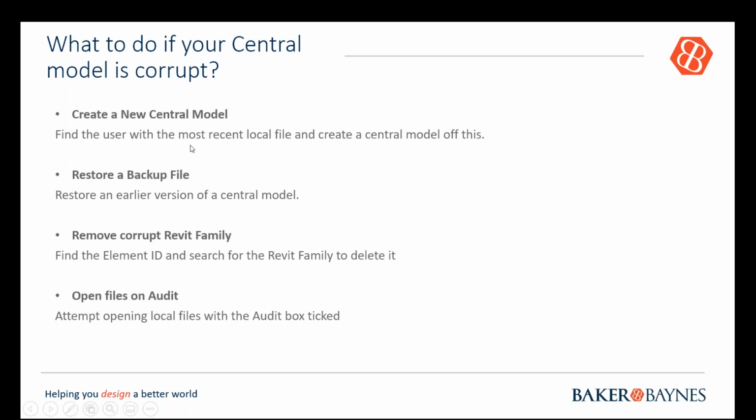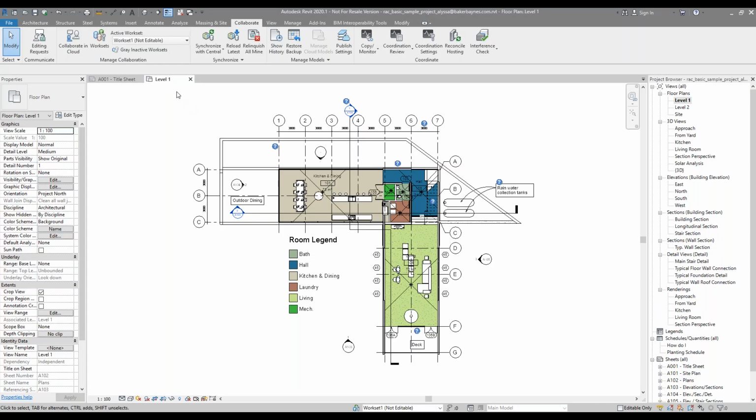So I'm just going to quickly jump to my model, and I'm going to show you a couple of those items. Okay, so obviously creating a new central model is as is; you should know how to do that. The restoring of backup: if you can't create a central model off of somebody's local model, the next best bet is to restore backup. So under the Collaborate tab, there's Restore Backup.